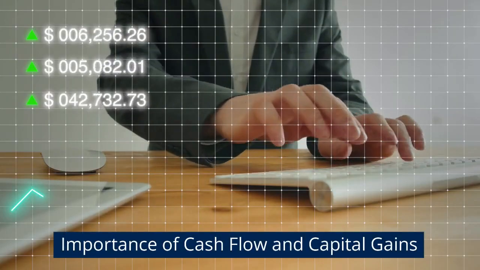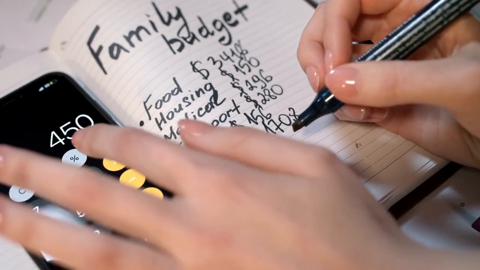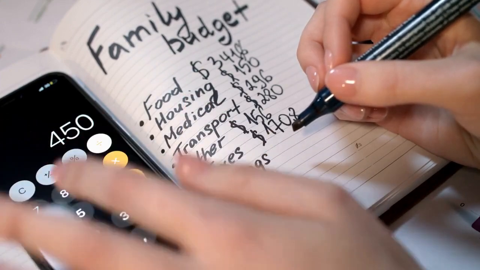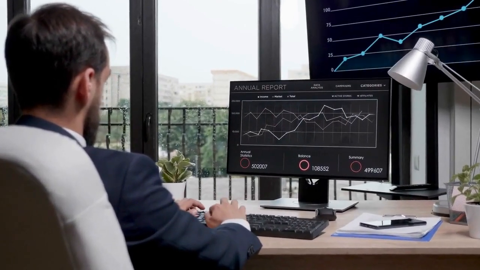Importance of cash flow and capital gains. Cash flow is important for meeting short-term financial obligations, while capital gains are important for building long-term wealth. Investors need to consider both cash flow and capital gains when making investment decisions.